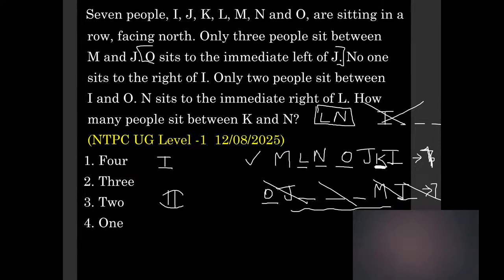Okay, now our question is how many people are sitting between K and N? So if you check between K and N, how many people are sitting? So K and N, two people are sitting. They are O and J. So the answer is two. The answer for the given question is two, which is option three. So option three is the correct answer.